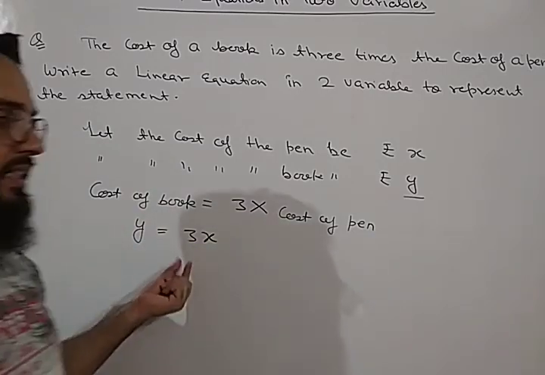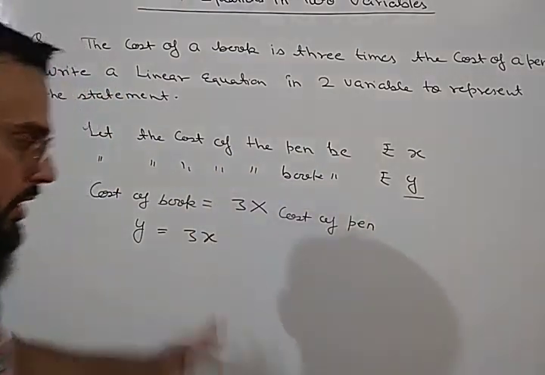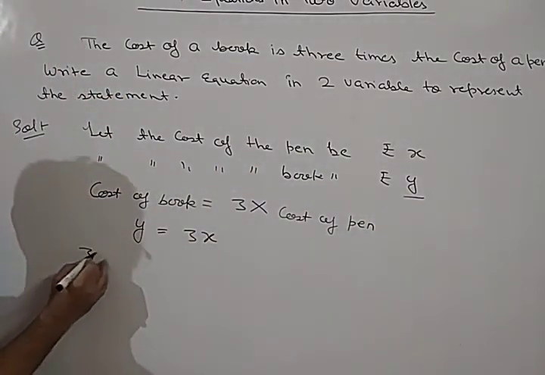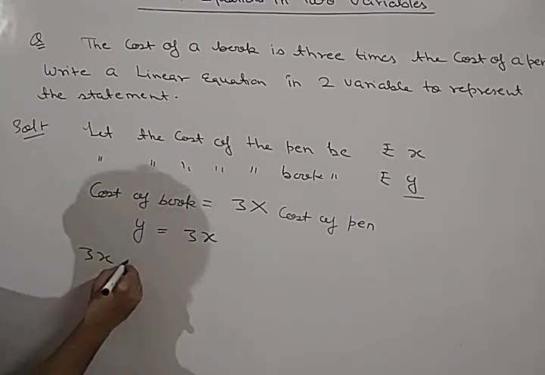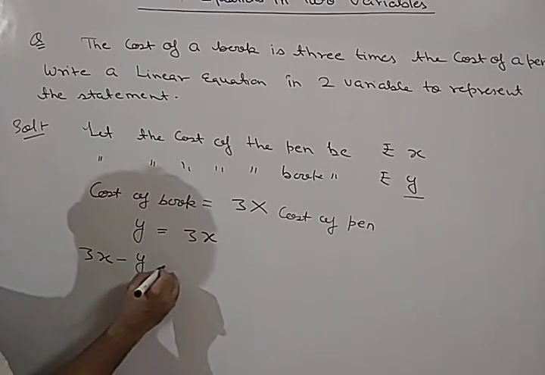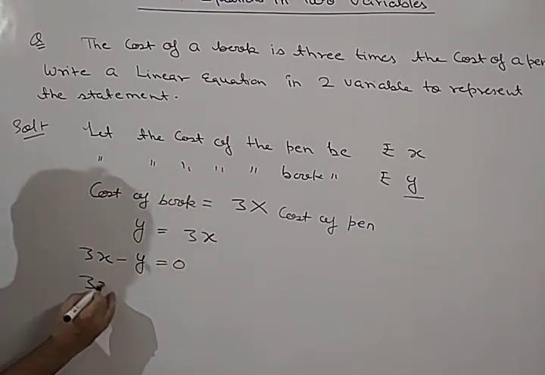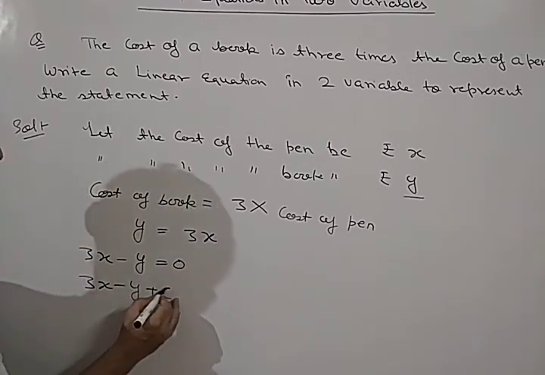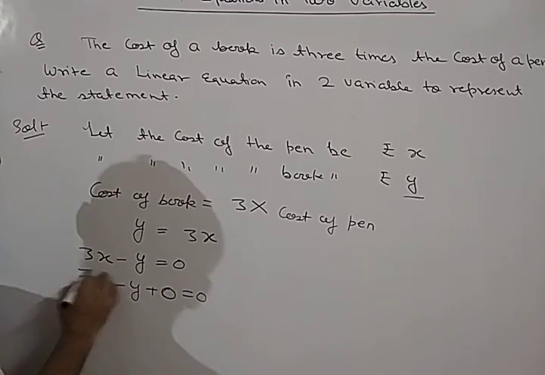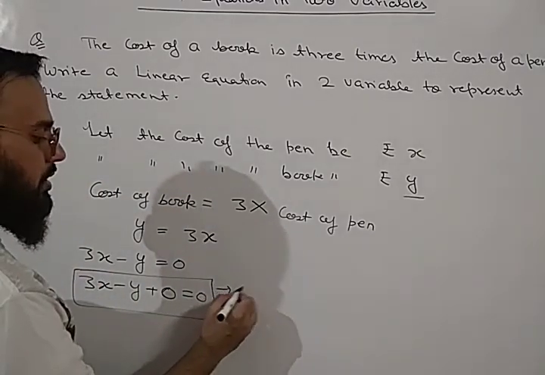But it is not written in the general form. So we have to convert it in the general form of linear equation. So we can convert it as 3x. Now take this y to the right hand side to convert it in the general form. It will be 3x minus y is equal to 0. But there is no constant term. So we can write it as 3x minus y plus constant we will take as 0 equal to 0. So this will be the linear equation in two variables in general form.